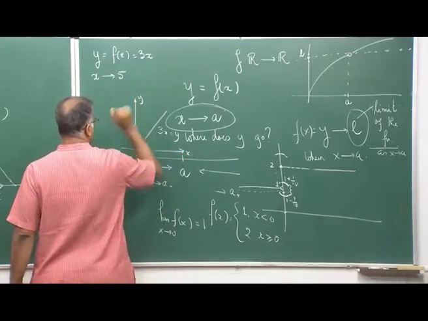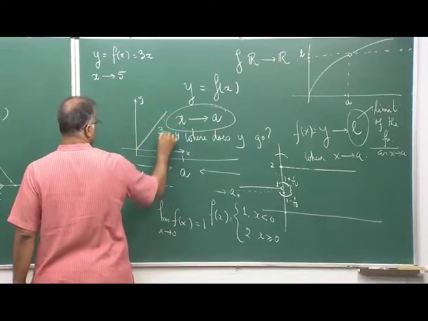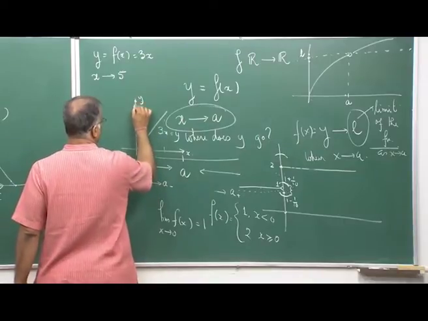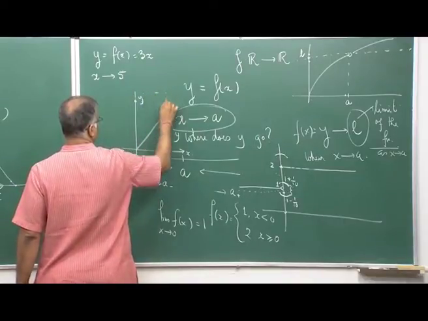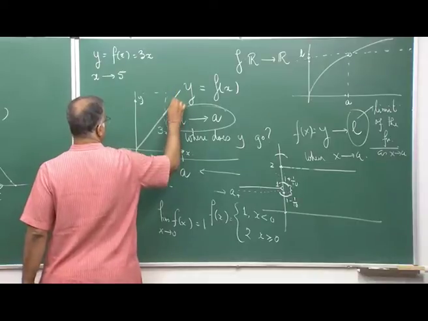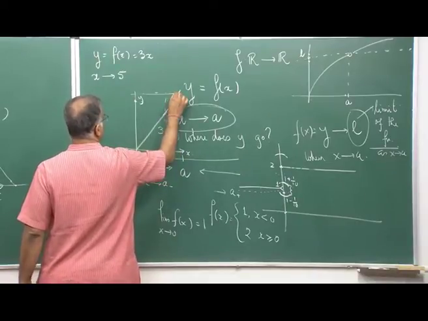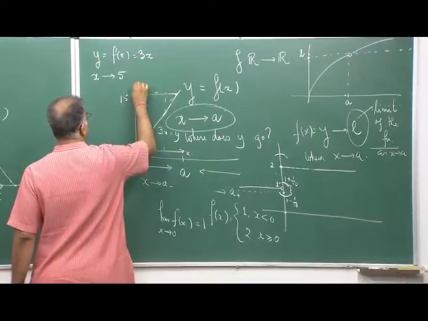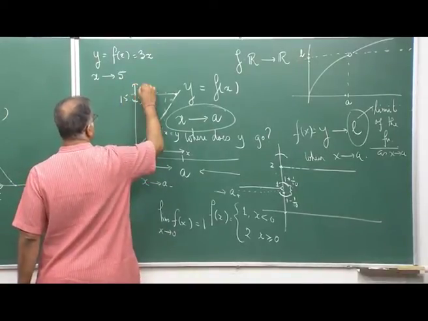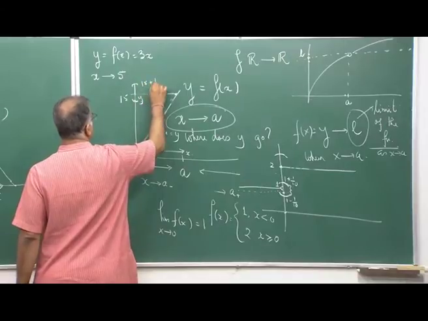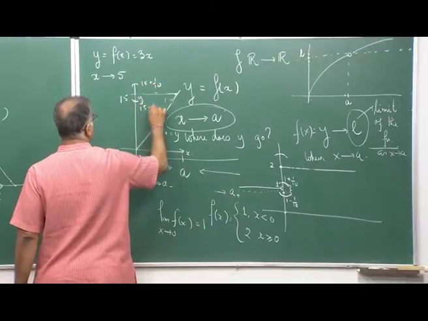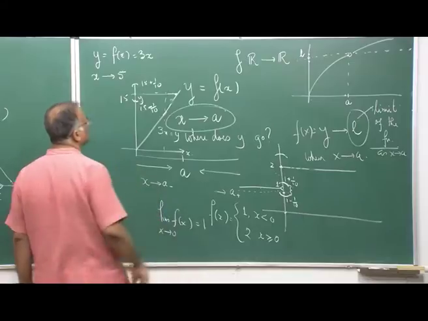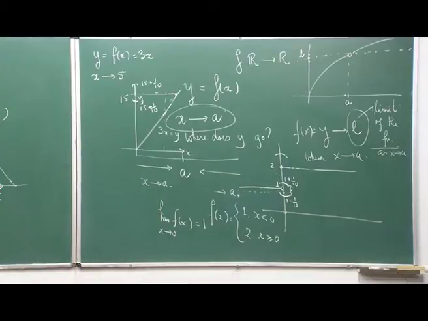So here say it is 5, and this is say 15 somewhere here at 5. Here is 15, maybe my drawing is very bad. Now let me take an interval of length 2 by 10 totally. So it is 15 plus 1 by 10 and 15 minus 1 by 10. Okay.